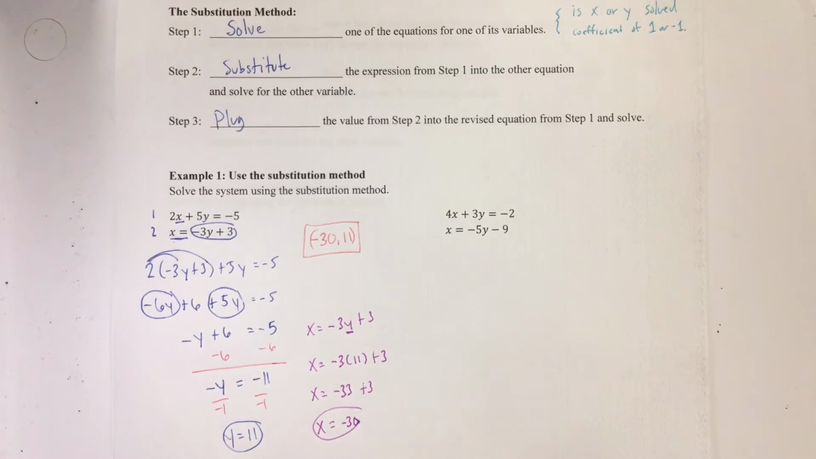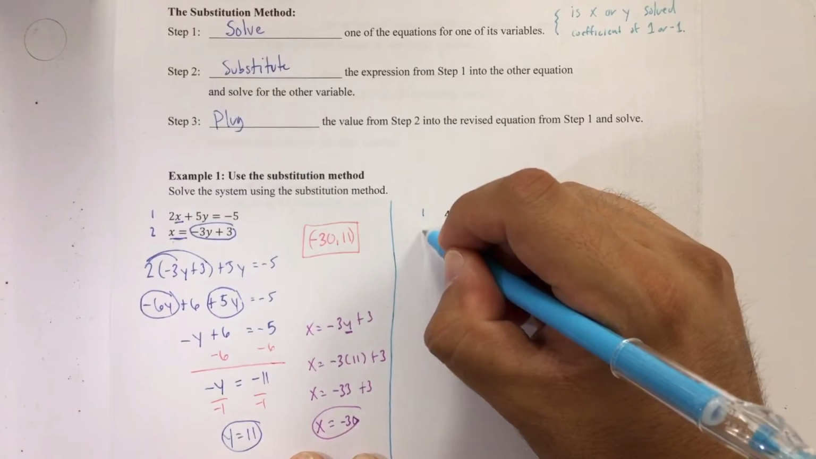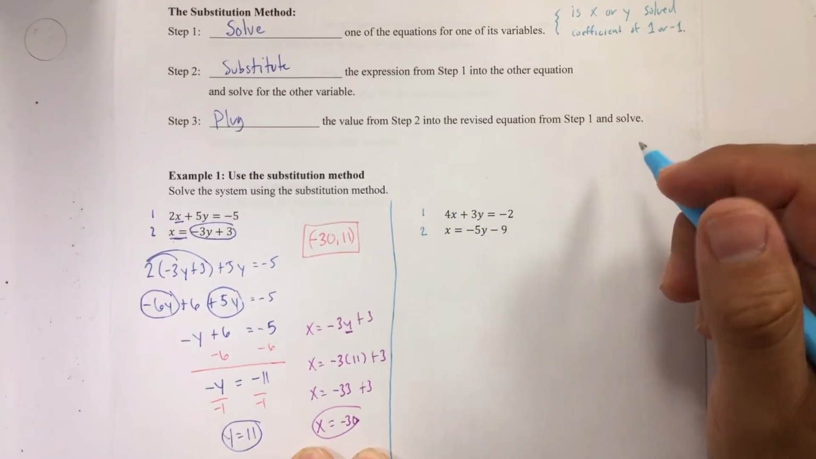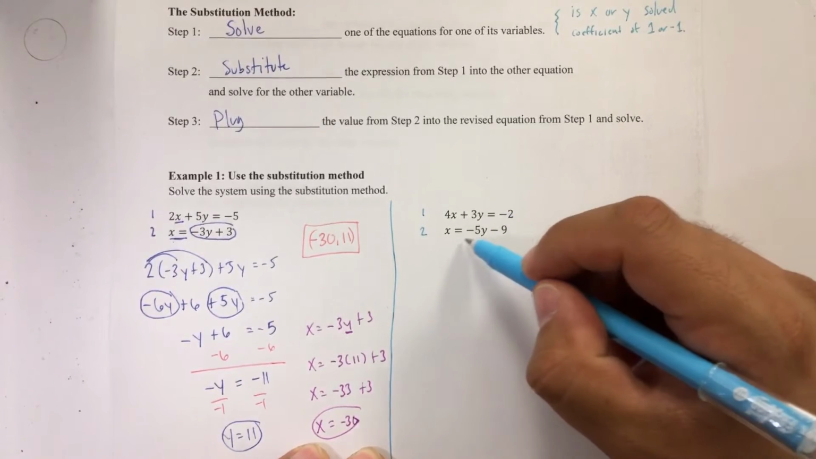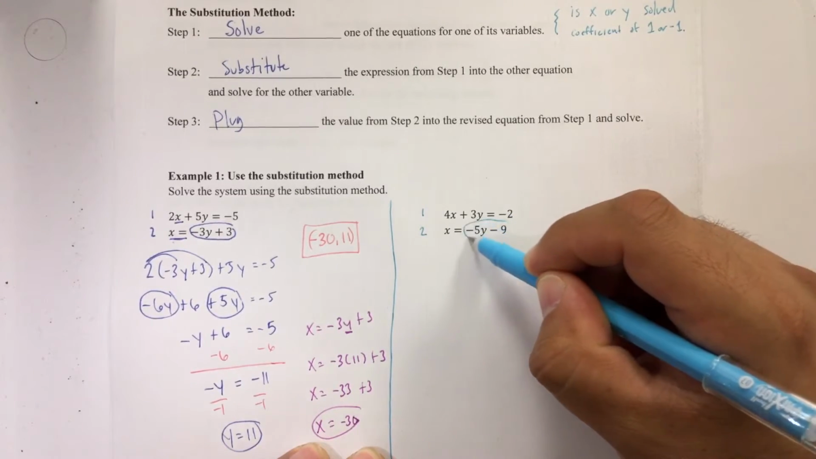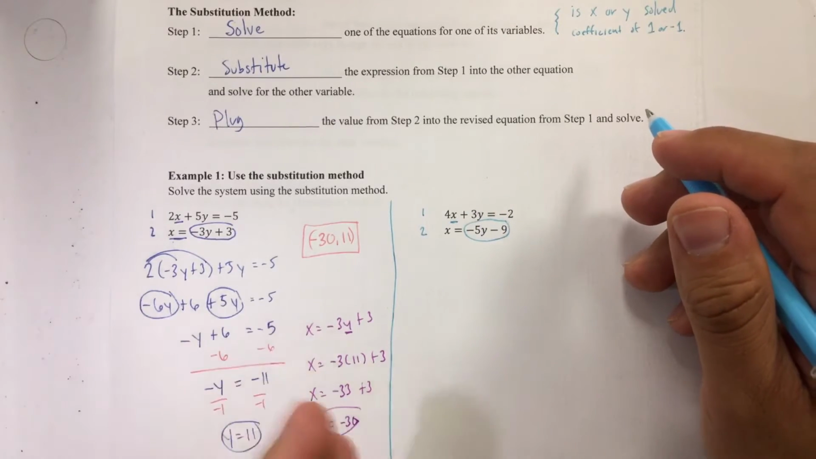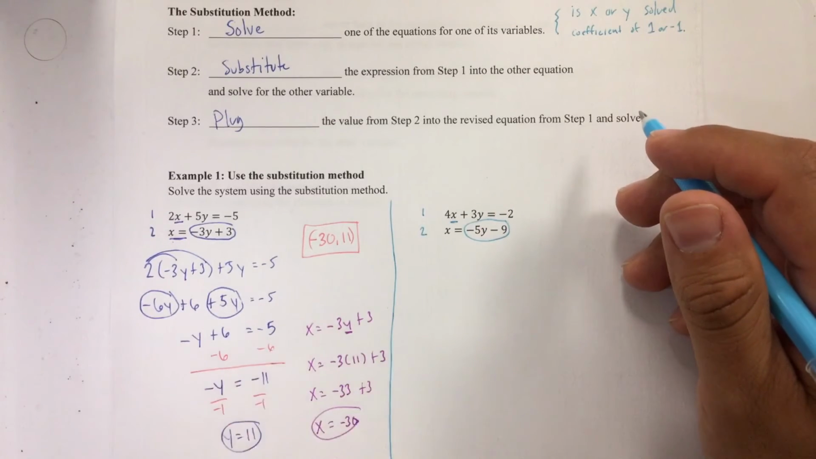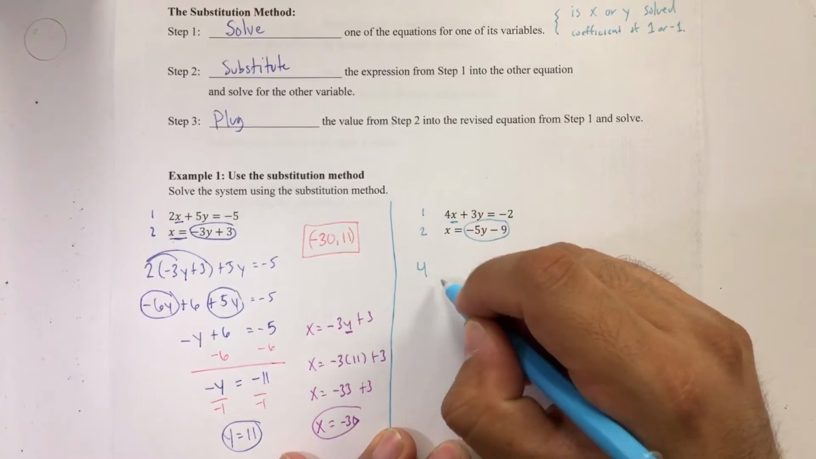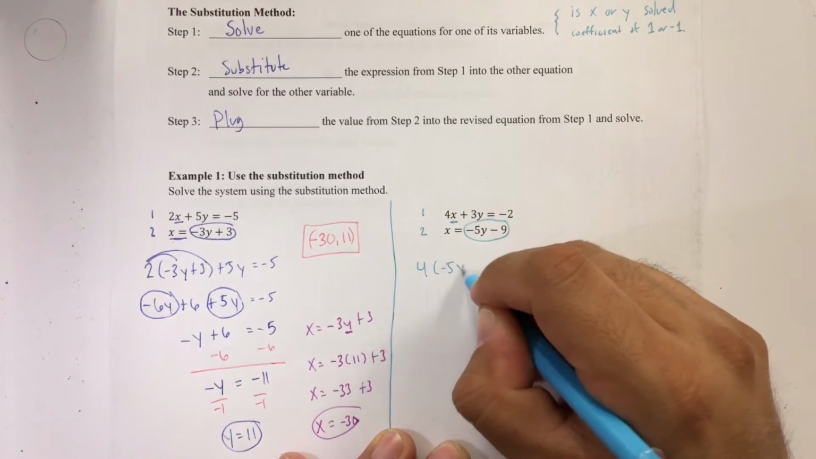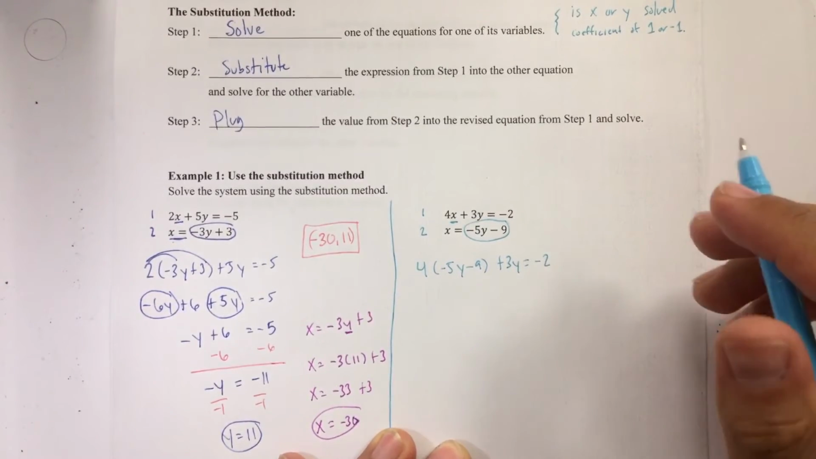So the next problem, again, we're going to label the first one equation 1 and the second one equation 2. Again, we see that x equals negative 5y minus 9 is solved, so we're going to substitute in this expression, negative 5y minus 9, for x in the first equation. Now, it doesn't necessarily have to be x being solved all the time. It could be y equals as well. We would just substitute in for y. So let's rewrite the first equation with this substituted in. Plus 3y is equal to negative 2.